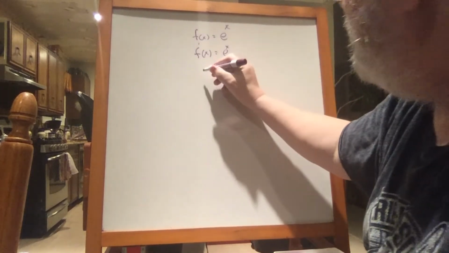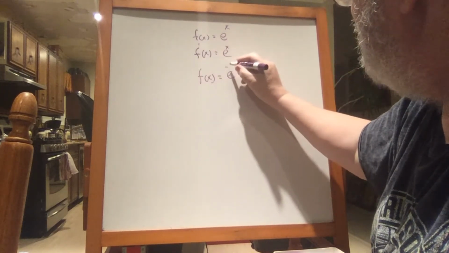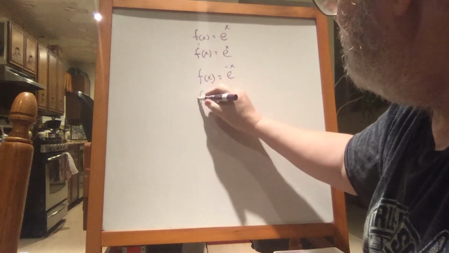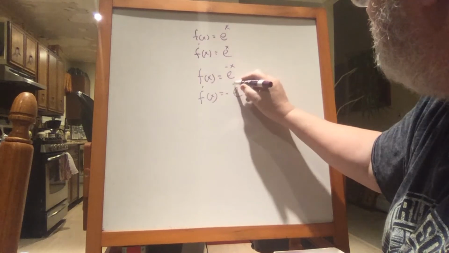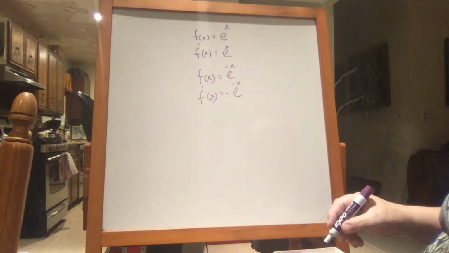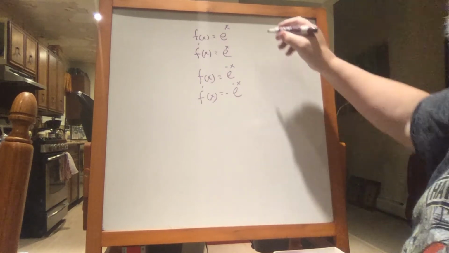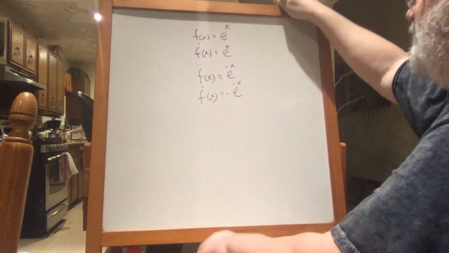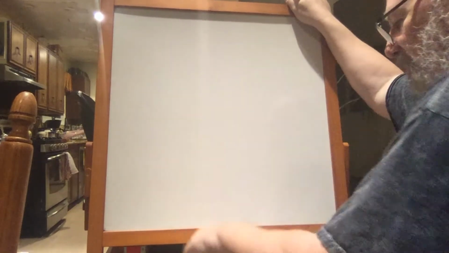And when f of x is equal to e to the minus x, the derivative is f prime of x equals minus e to the minus x. So those are the derivatives of the exponential functions. Now we're going to take a look at something a little different. We're going to take a look at the logarithmic functions.